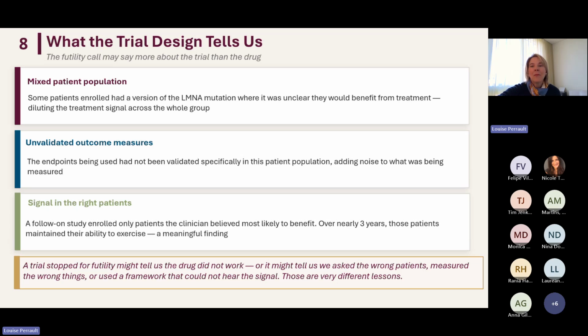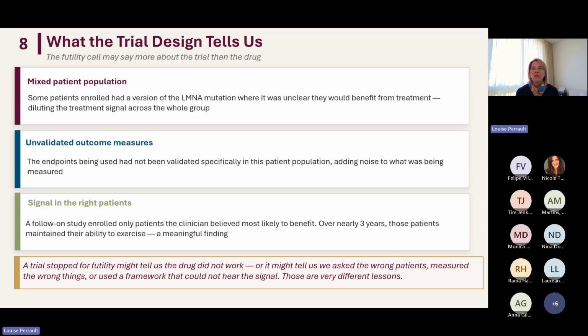And here's an interesting data point. A follow-on study enrolled only patients that clinicians believed were most likely to benefit. Over nearly 3 years, those patients maintained their ability to exercise. That's a meaningful finding, and it suggests that when you find the right patients, the signal gets clearer. So a trial stopped for futility might be telling us the drug did not work, or it might be telling us we were asking the wrong patients, measuring the wrong things, or using a framework that could not hear the signal. Those are very different issues.